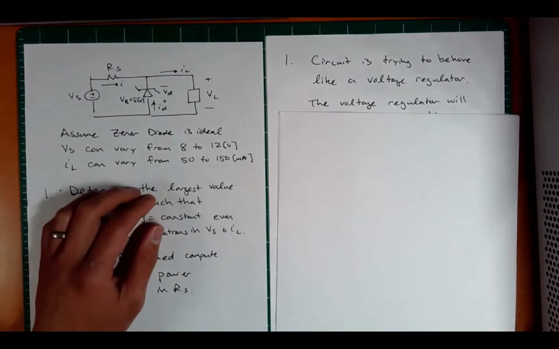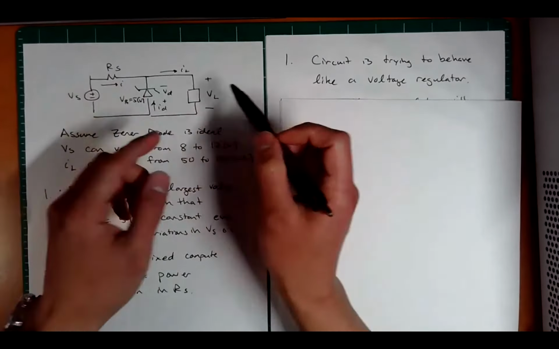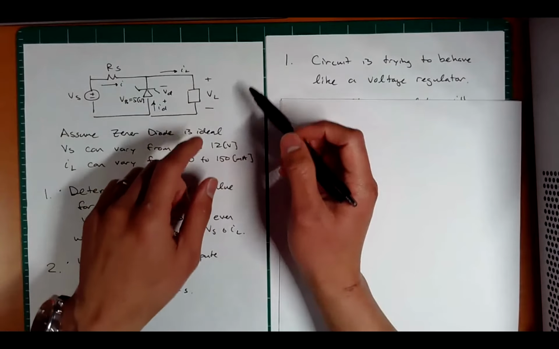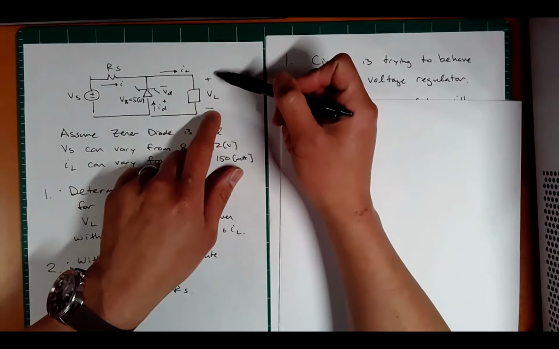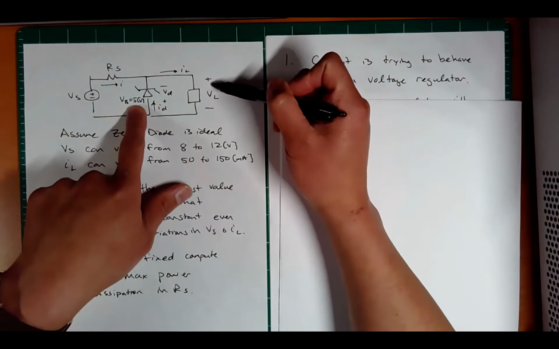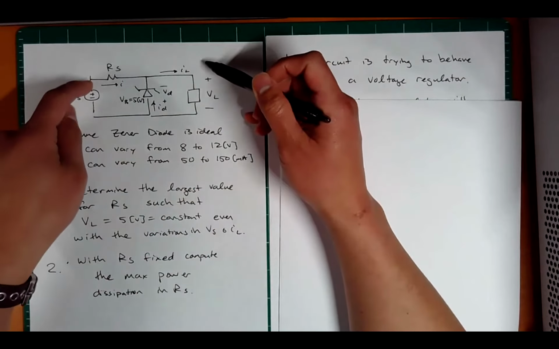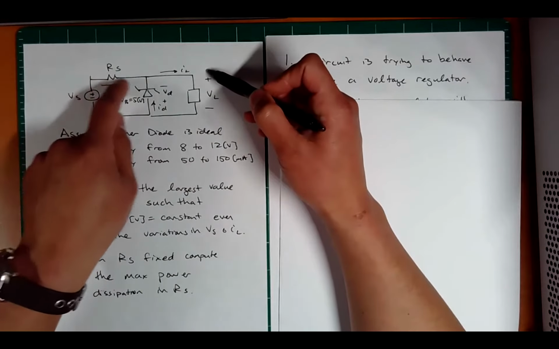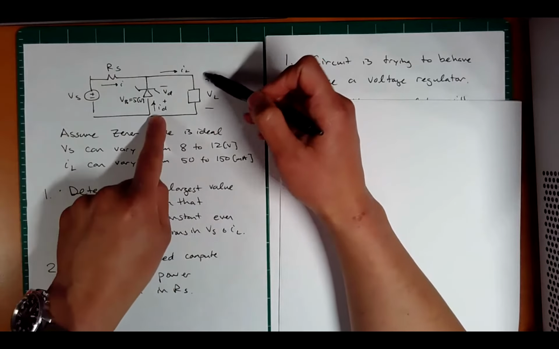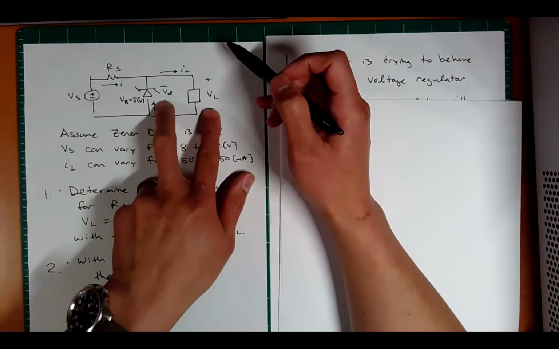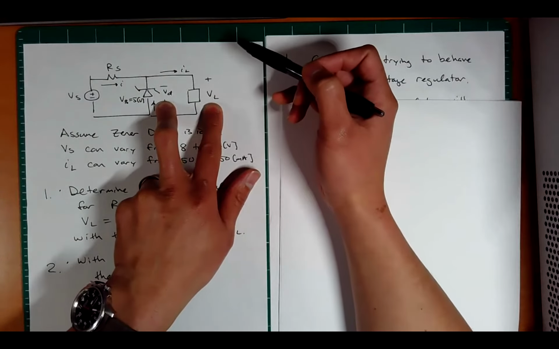So the problem basically asks: you have a Zener diode set up, and you have some load here, and we want to maintain a constant voltage across this VL. In fact, we want to maintain a constant voltage of 5 volts. So you have a voltage source, you have a resistor, you have your currents defined, I load and then I diode. And notice V diode and VL are the same, but just opposite sign by KVL.